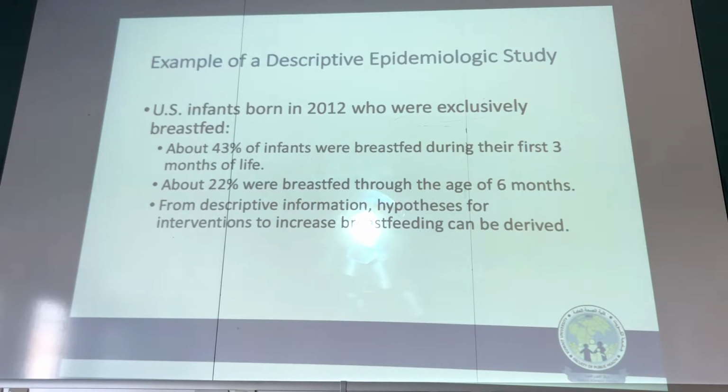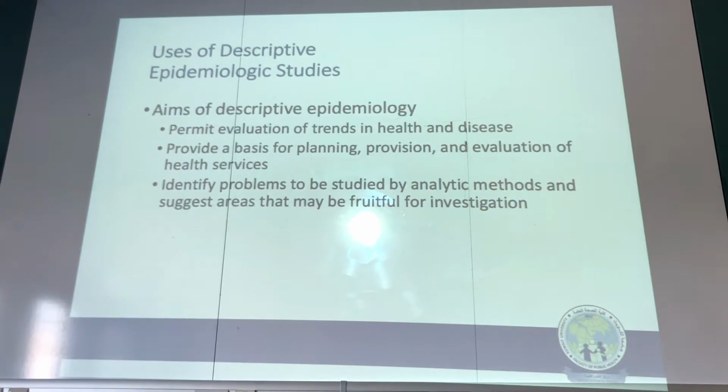From this information, interventions to increase breastfeeding can be derived. Of course, here I see that there is a problem, that breastfeeding is a very important part of child health. So I'm making inferences with my objective being the prevalence of breastfeeding, and I took a sample in 2012. Of course, this could change, it could be different from the previous year or the following year. But you can see it was at one point in time, 2012, okay?